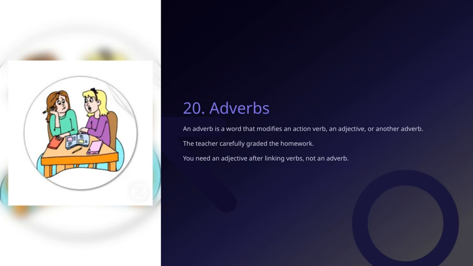Now, a common mistake is thinking that after linking verbs like be, seem, or become, you should use an adverb. But actually, you need an adjective there, not an adverb. For instance, you would say, the teacher is careful, not the teacher is carefully. The adjective careful describes the teacher, which is the subject linked by the verb is. So, to connect this back to our overall theme of sentence clarity and correctness, using the right word in the right place, whether an adjective or an adverb, is key to making your meaning clear.